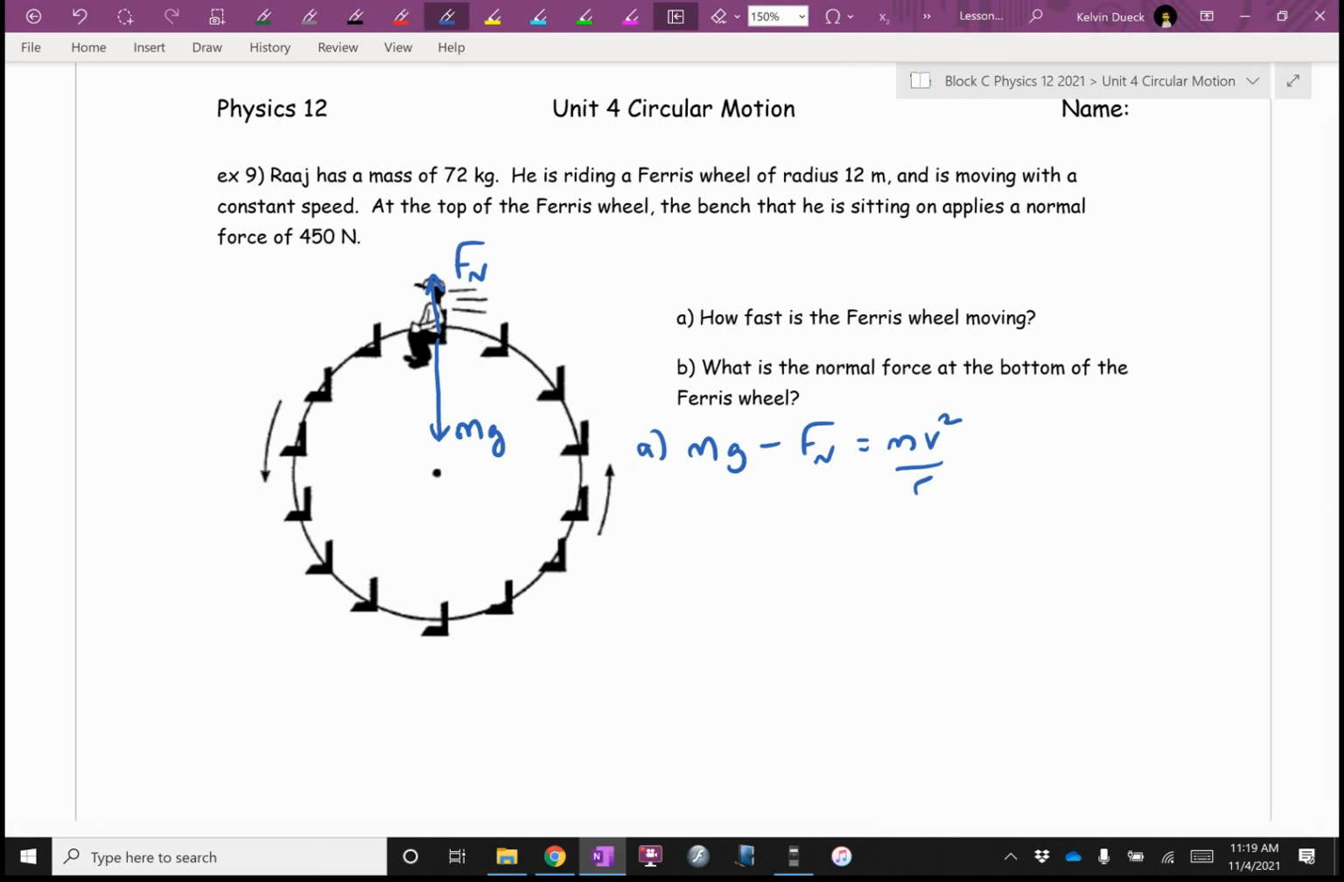What are we trying to find? This is about my limit. I could get the v by itself. It would be times everything by r in brackets, divide everything by m, and square root. No. This is where I say, I'm going to just turn this into a number. What's m?